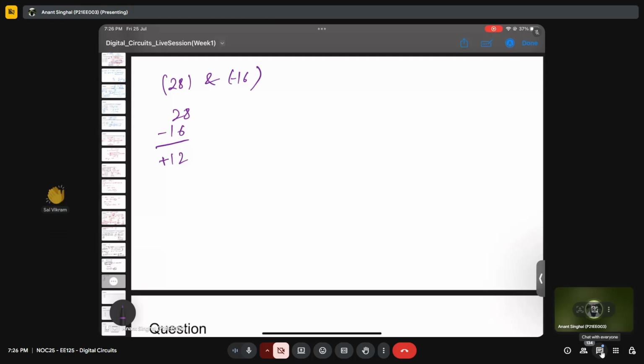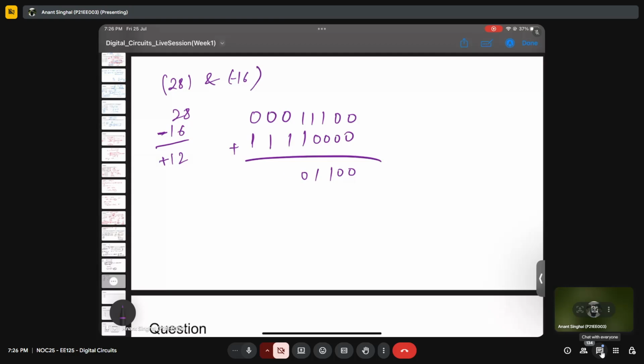So 28 is nothing but 0 0 0 1 1 1 0 0, and since this is minus 16, its 2's complement form is 1 1 1 1 0 0 0 0. And if you add it now, it will be 1 0 0 0 0 1 1 0 0 with an extra 1 in front. So there would be this overflow. That is what you are asking for, right? But this is the actual 12.